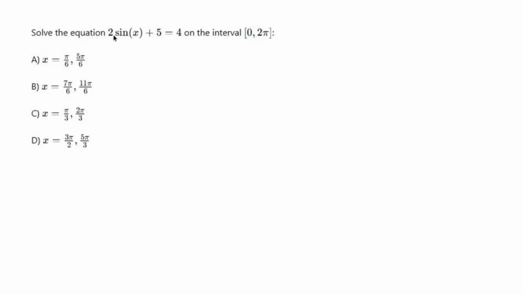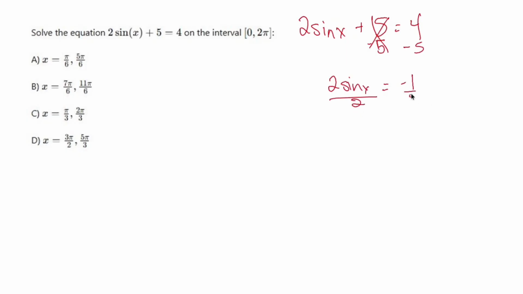Solve the equation 2 sine x plus 5 equals 4 on the interval between 0 and 2 pi. All right, let's write it out. 2 sine x plus 5 equals 4. Subtract 5 from both sides. 2 sine x equals negative 1. Divide by 2. Sine x equals negative 1/2.